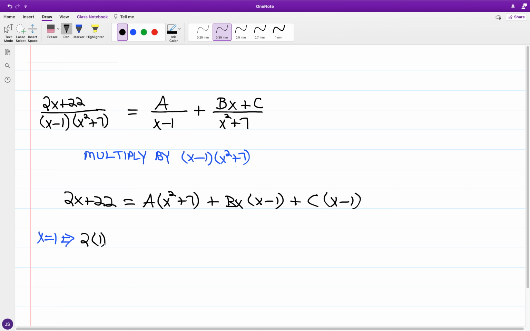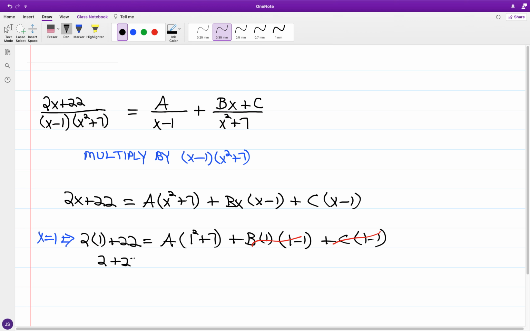So if I set x to 1, I have 2 times 1 plus 22 is equal to a times the quantity of 1 squared plus 7. Again, we have b times 1 times the quantity of 1 minus 1 plus c times the quantity of 1 minus 1. Again, 1 minus 1 is 0, so b and c are going to go out. Now 2 times 1 is 2 plus 22. That is going to make 24. 1 squared is 1 plus 7 is 8. So I have that 24 is equal to 8a. And with division by 8, we're going to have that a is equal to 3. All right, so we have a at 3.